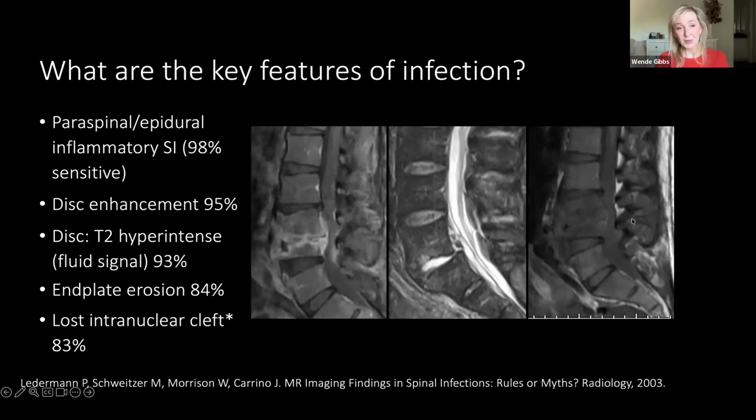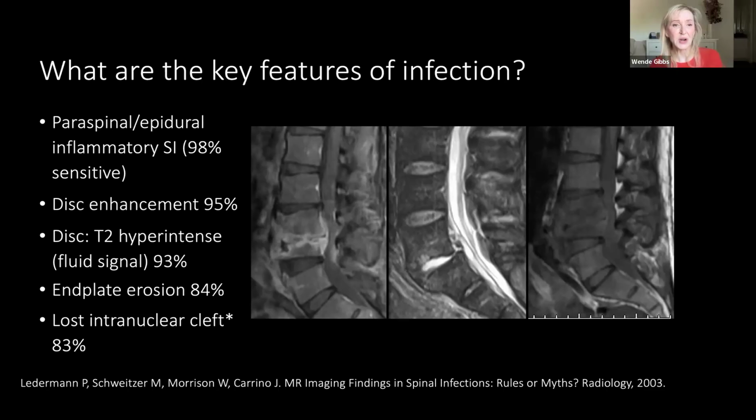This paper, which is a really good paper, older, says disc enhancement is 95% sensitive. In my experience, I've seen a lot of infected discs that are not enhancing. I'm going to show you some examples of that. For me, the T2 hyperintense fluid signal disc is the best, and that's in the second picture right here. When we say fluid signal, this is actually a STIR image, fat saturated T2. Normal discs are T2 hyperintense, and here's its internuclear cleft. But what we're talking about here is fluid that is the same intensity as CSF. So that thing is going to be infected for sure. For me, that's the best clue.